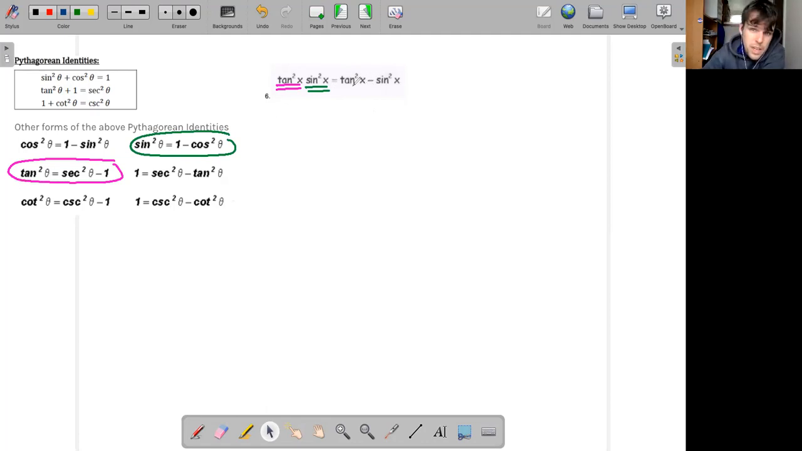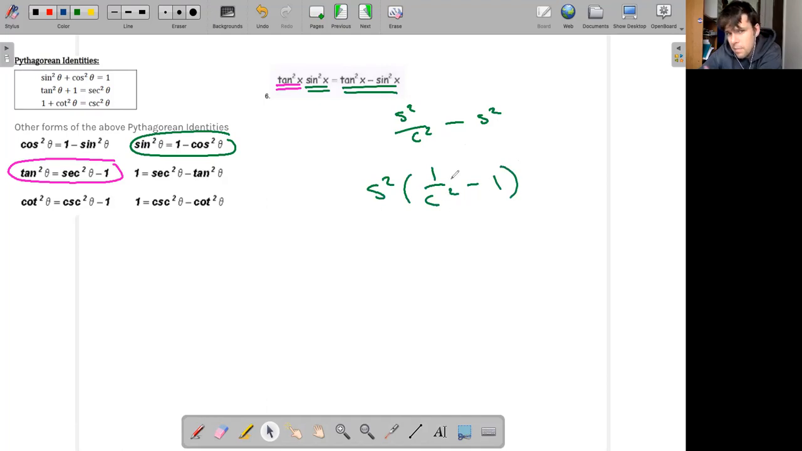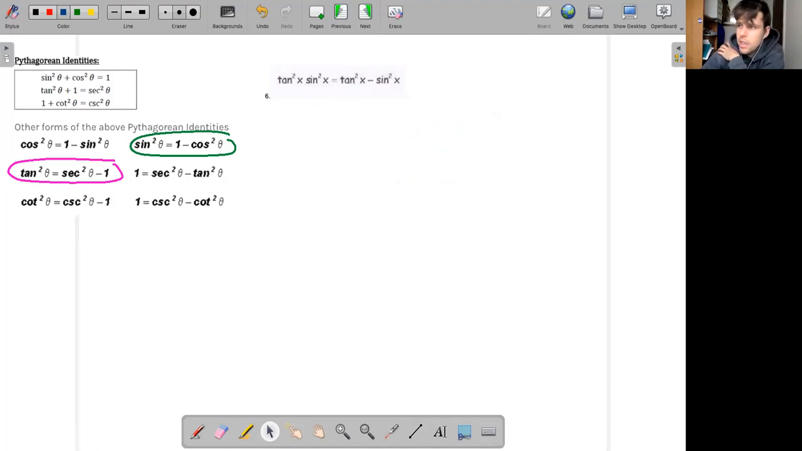Looking at this one, I could actually rewrite the right-hand side in terms of sine and cosine and do a little factoring, because I'd have sine squared over cosine squared minus sine squared. I could factor out a common sine squared, 1 over cosine squared minus 1. So something like this, and I could maybe see how that becomes something. That's sort of an option. I like working with the left-hand side though, but there are promising results for either way.